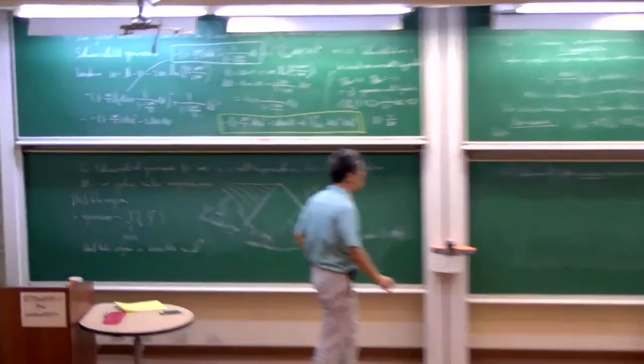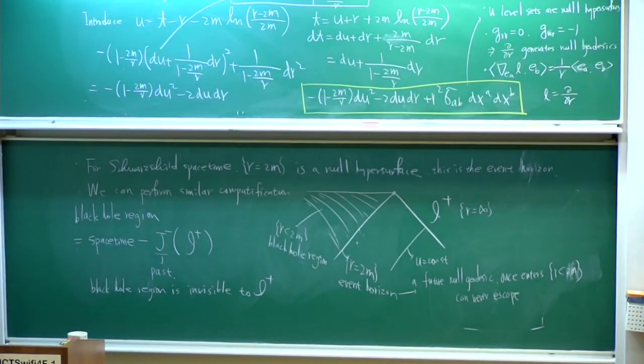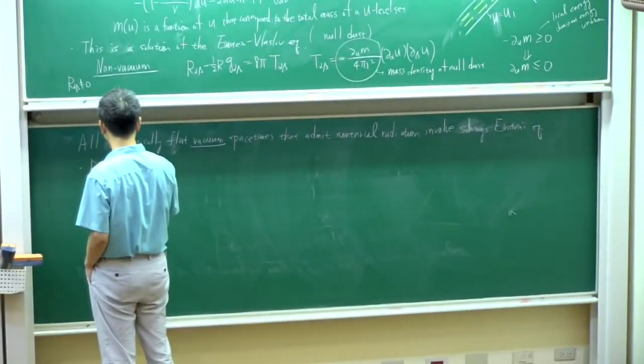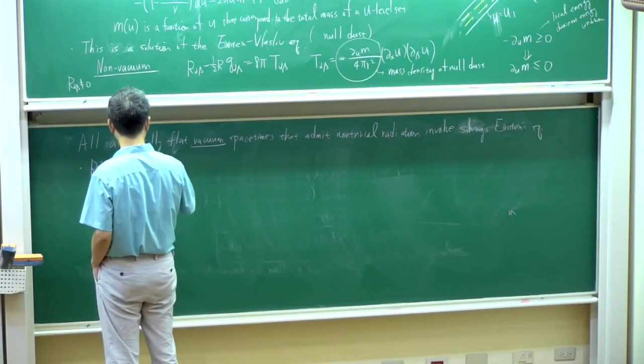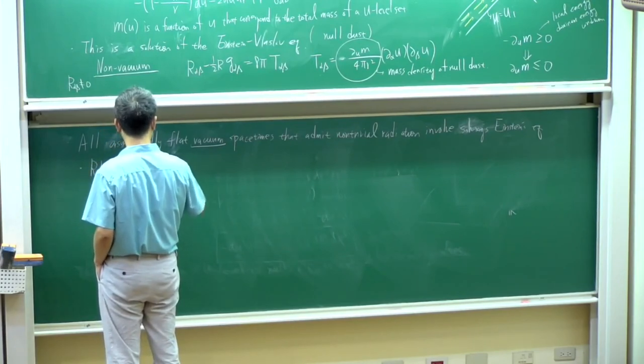Okay. So the next example will be the Robinson-Trautman spacetime.